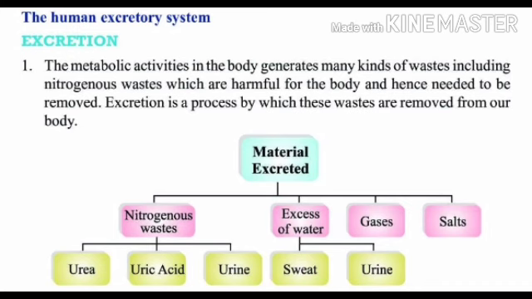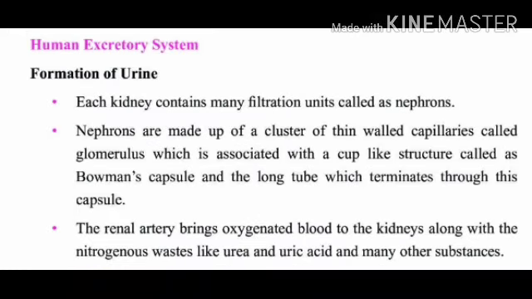The material excreted: nitrogenous waste, excess of water, gases, salts. Nitrogenous waste means urea, uric acid, urine, and excess of water means sweat and urine. So this is a diagram you'll have to draw in your notebooks. Next we have the slide on the human excretory system, formation of urine, how the urine is formed.